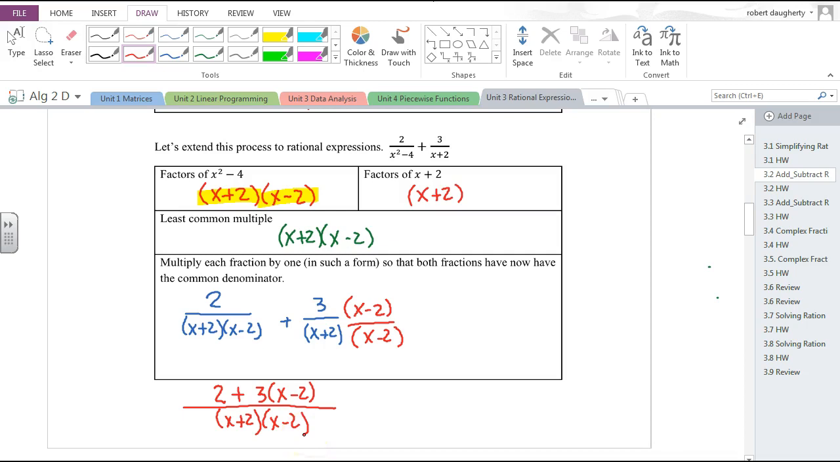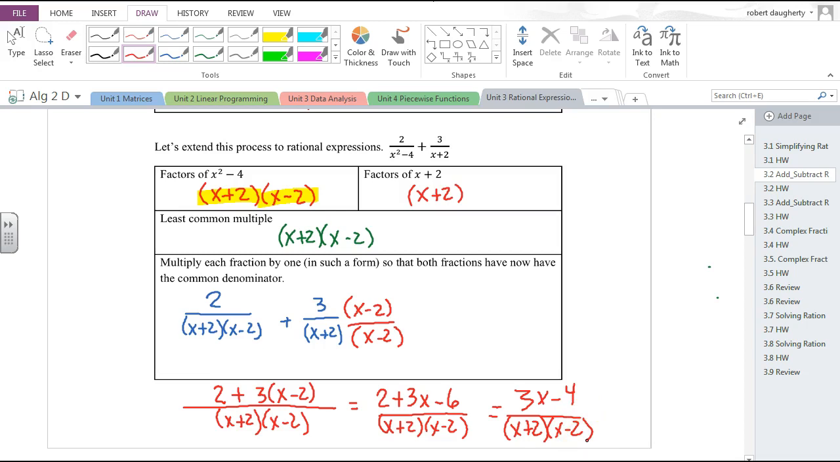Now what do you think I do? Yeah, I'm going to distribute that 3 into the x minus 2. So this is 2 plus 3x minus 6, and so this ends up being what, 3x minus 4? 3x minus 4 over x plus 2, x minus 2.